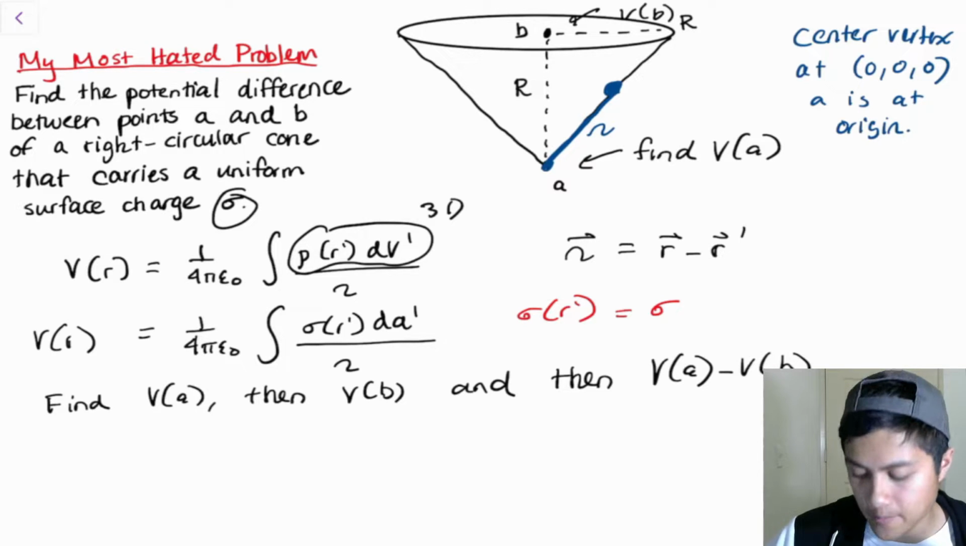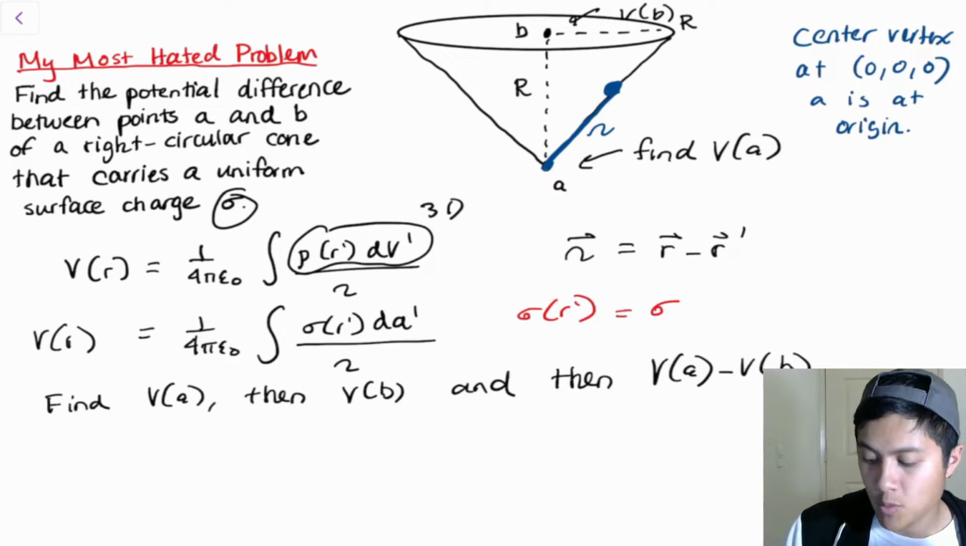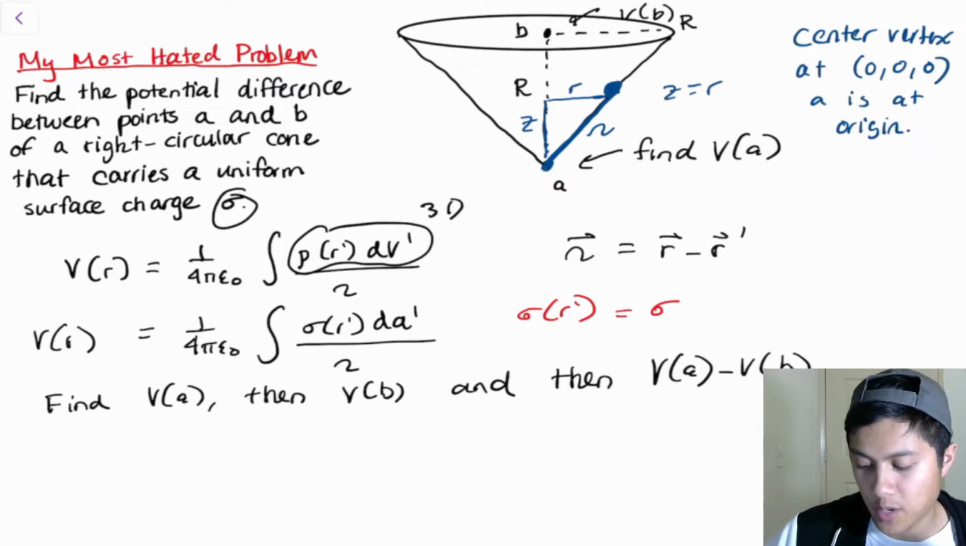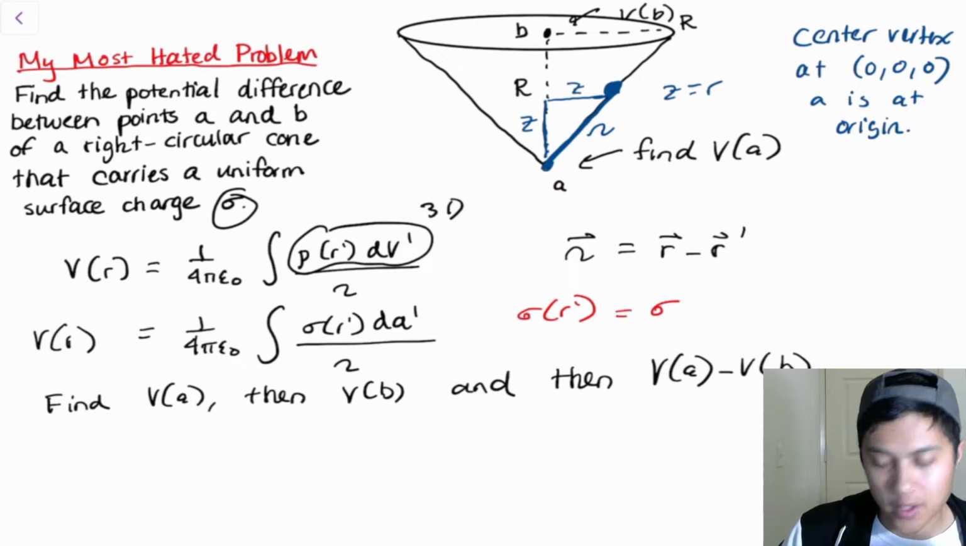2 points. Okay, and to represent that a little bit more clearly, we can make a triangle here where this height here is Z and this part up here is R. But remember, this is a right circular cone and that Z is equal to R. So we can actually just write this as, let's just write Z here. Okay, so cool.